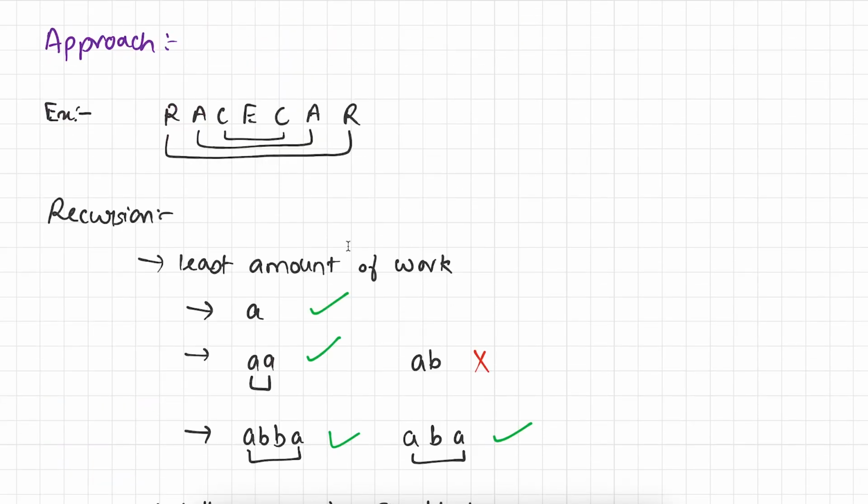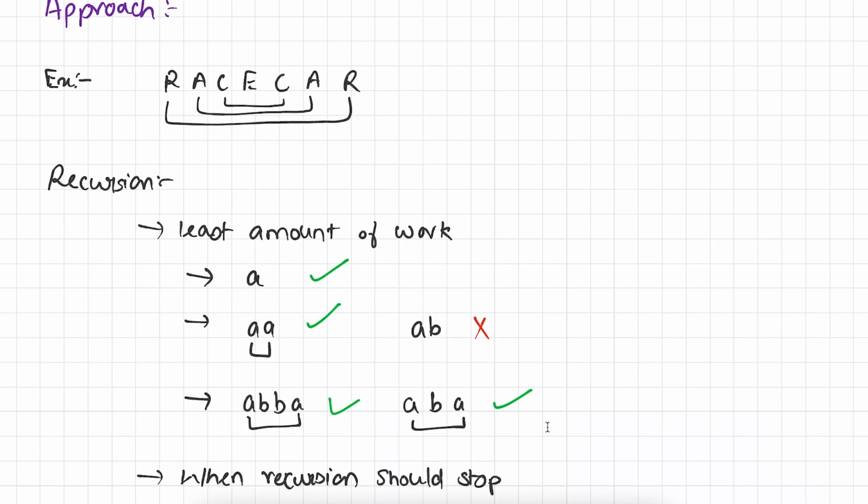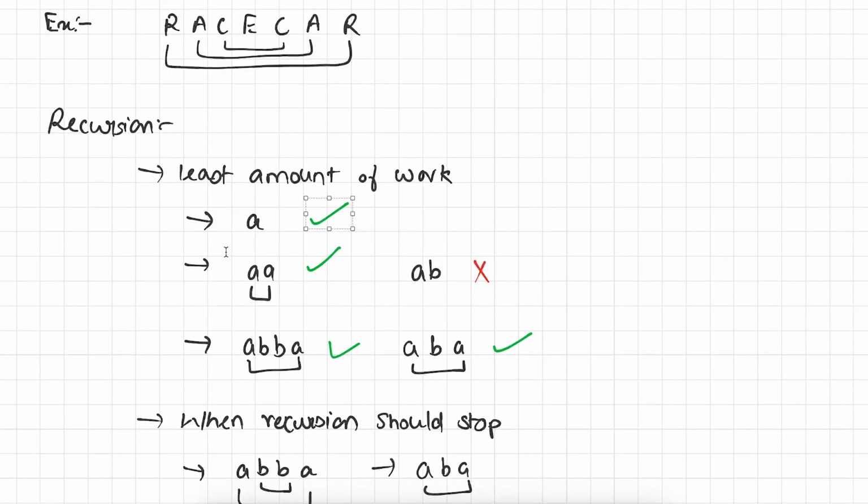So let's move on to the next section of this video where we talk about the approach to solve this problem. Okay. As we know that we have to solve this problem using recursion, and if you know from the previous video, in recursion we only care about two things. Number one is the least amount of work we can do, and the second one is when the process of recursion should stop. So let's consider the first point and see what is the minimum amount of work we can do here. So let's say if we have only one character, okay?